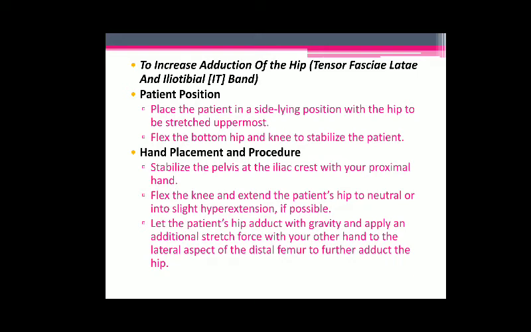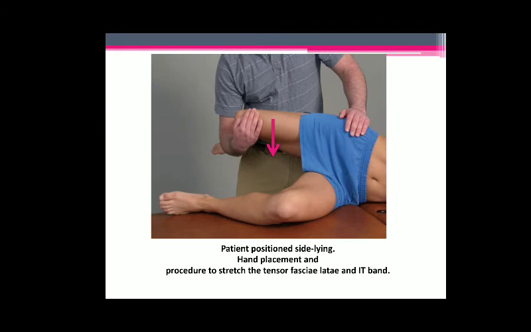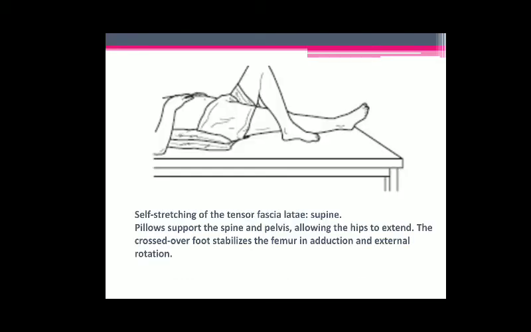So we are maintaining the position of hip extension and knee flexion while bringing the hip into adduction with the help of gravity as well as slightly additional force from ourselves. This will be the position: extension and adduction of the hip joint with flexion of the knee joint. This is a self stretching position for tensor fasciae latae in supine.